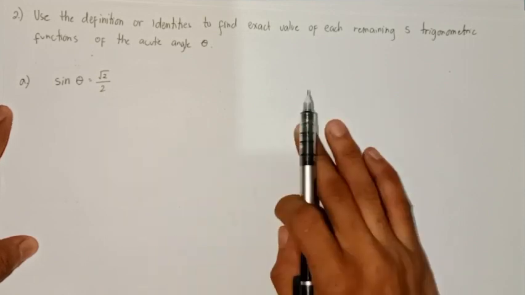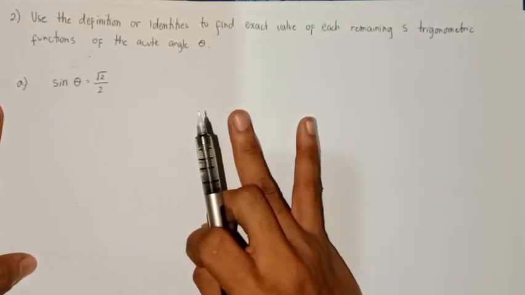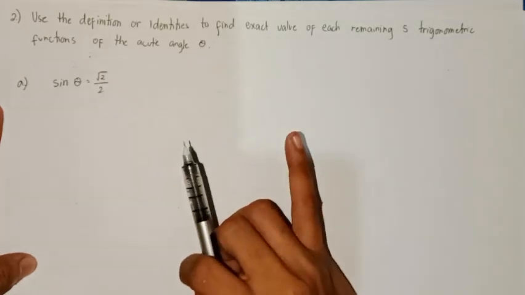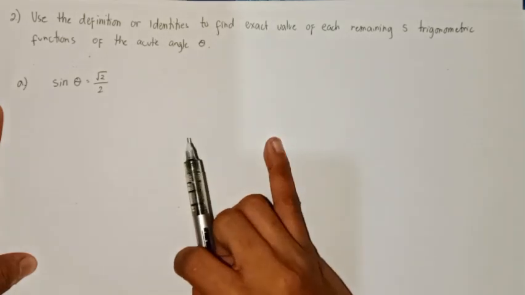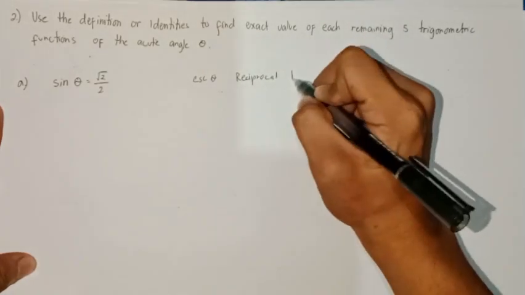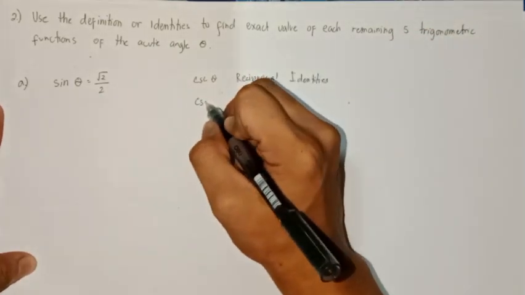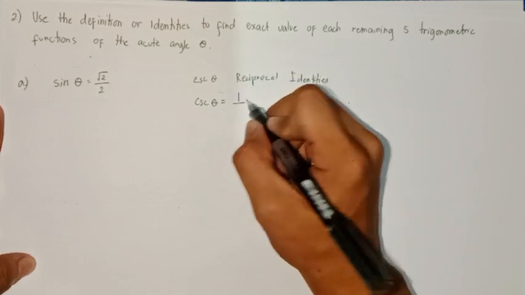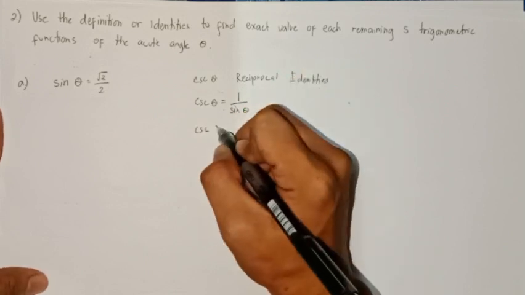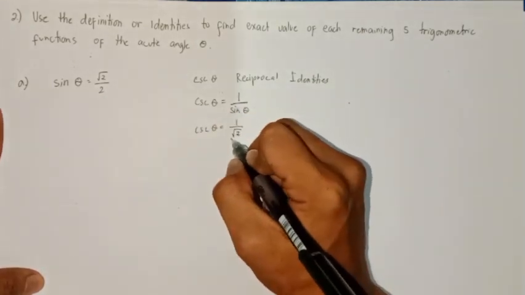Based on our given, we can find the value of cosecant theta and the cosine theta. How? First, we will find the cosecant theta by using reciprocal identities. So, cosecant theta is equal to 1 over sine theta. Now, you just substitute the value of sine theta. Square root of 2 over 2.